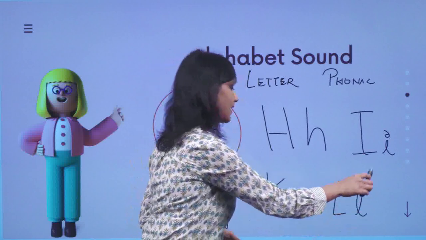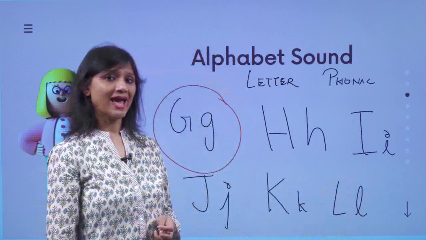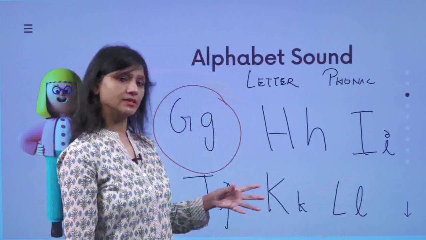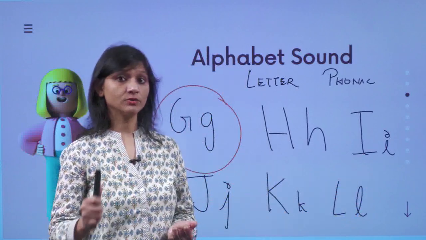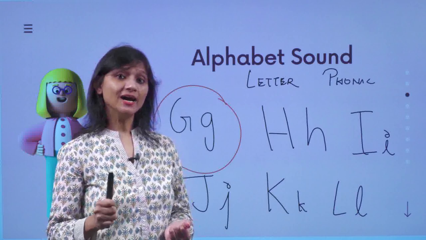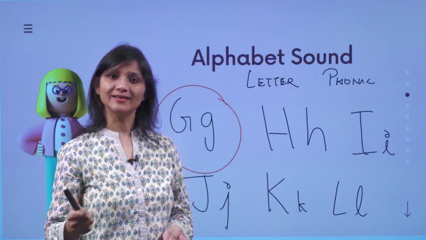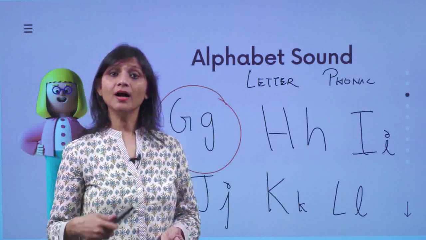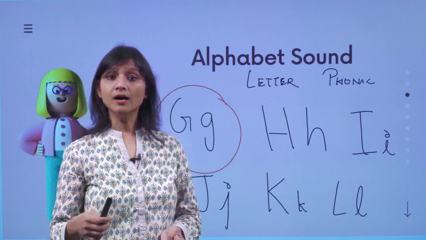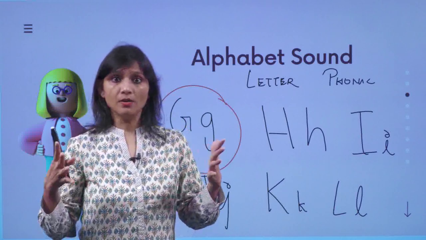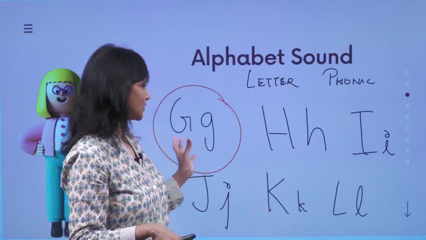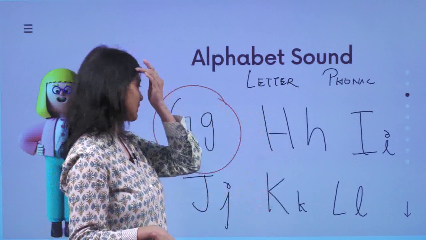Next is L. So what is the letter sound of L? L. What is the sound that gets produced? L, lion. L, lamb. L, lion. Okay? So let's relook at each of these letters once again.